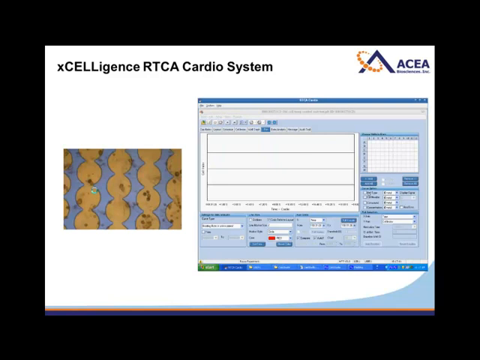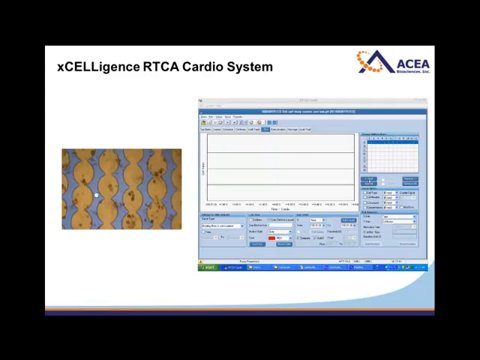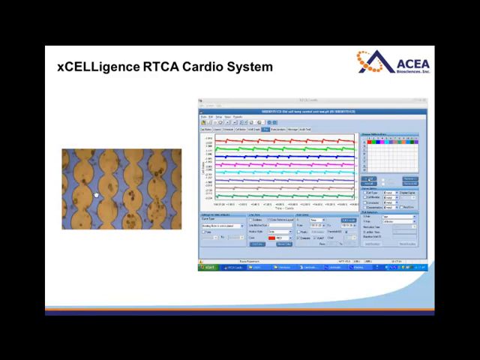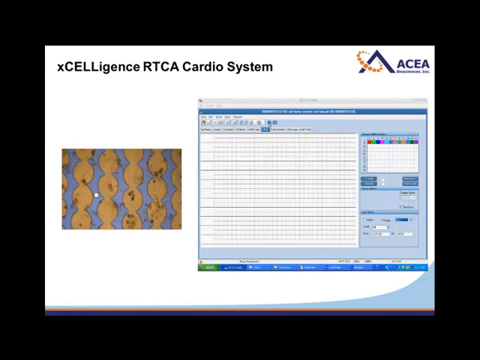So on the right is a screen grab of our software in real time, and on the left is a video microscopy of these beating cardiomyocytes. It's a little bit hard to see. The contrast isn't great, but I think you can see these are contracting periodically. You can kind of see it with this cluster here.